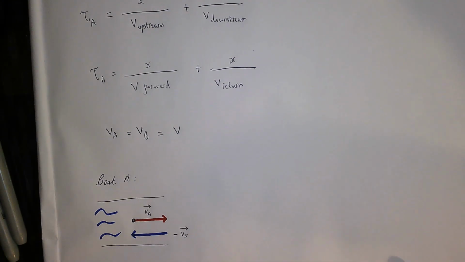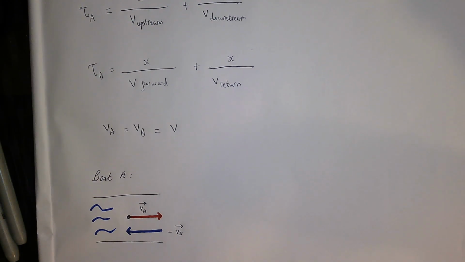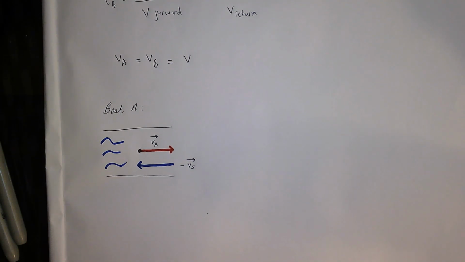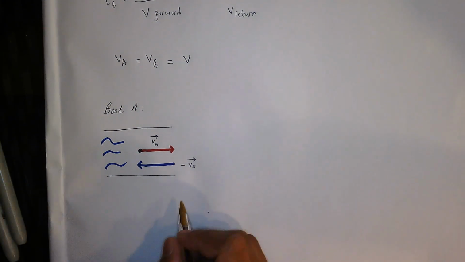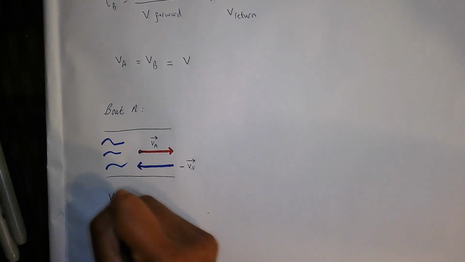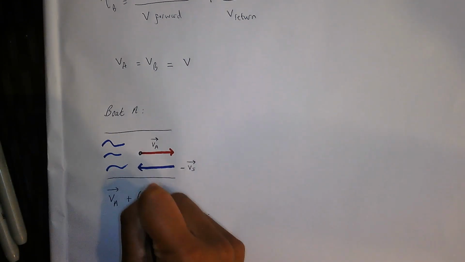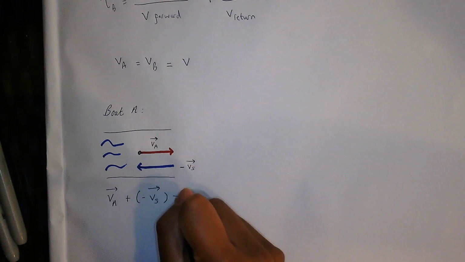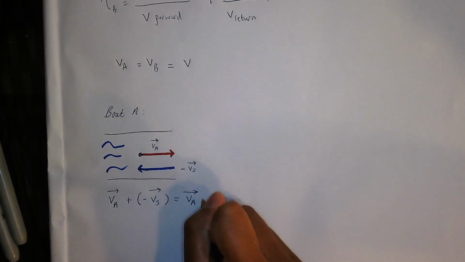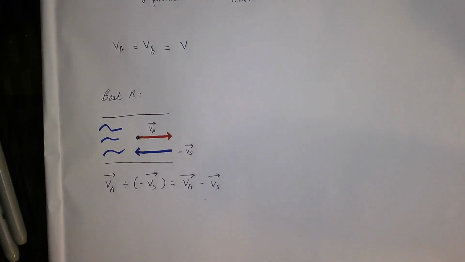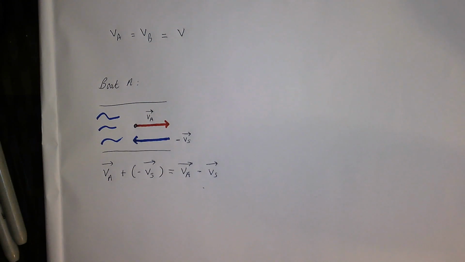So what we have to calculate now, the reason I'm drawing this diagram, is that I want to work out the resultant velocity for boat A. So to work out the resultant velocity, I have to add these two vectors together. So you get VA plus minus VS, or just VA minus VS. That is the resultant velocity for when boat A is moving upstream.